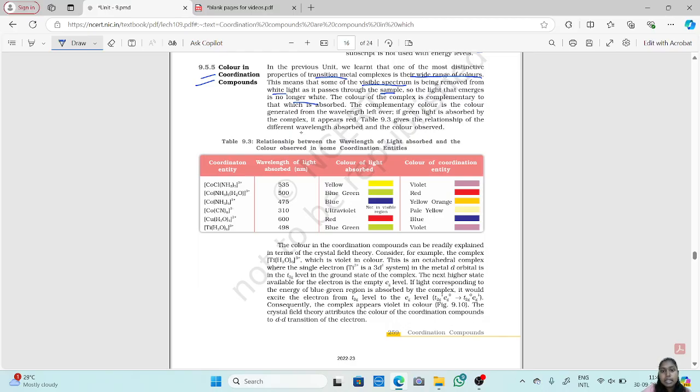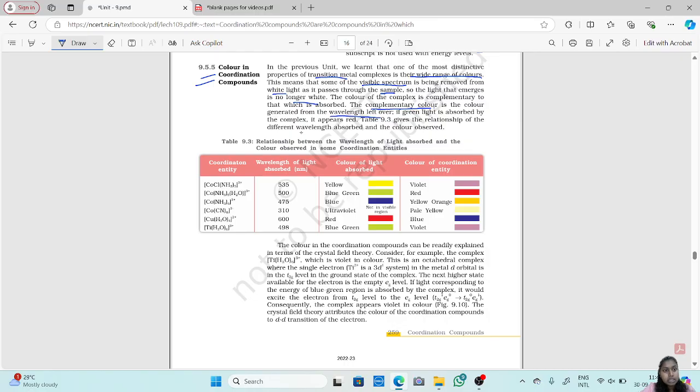If you all don't know, I'll tell you all. There are complementary colors for the light, which are generated from the wavelength of the leftover. Now, whatever color is absorbed, and whatever wavelength is left, for that wavelength, whichever color is there, that is the color which is seen. I'll explain this in more detail.